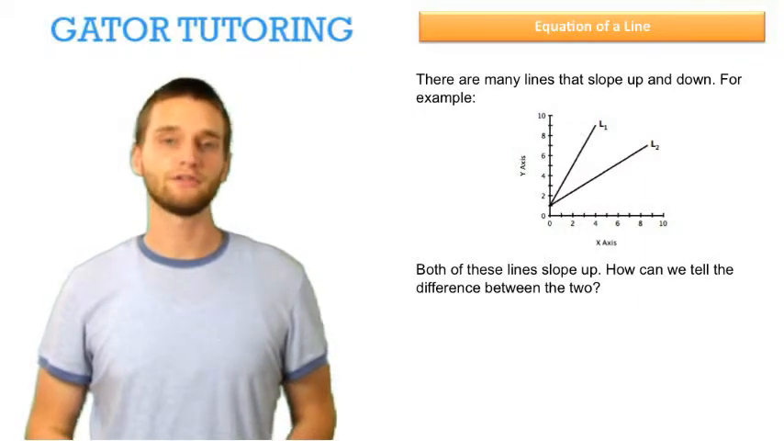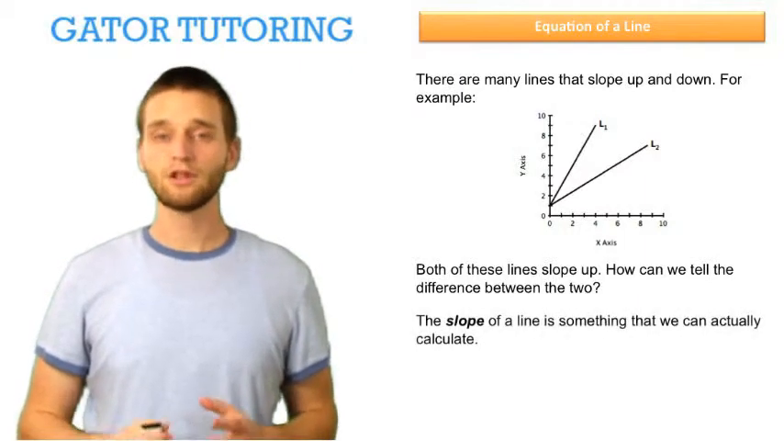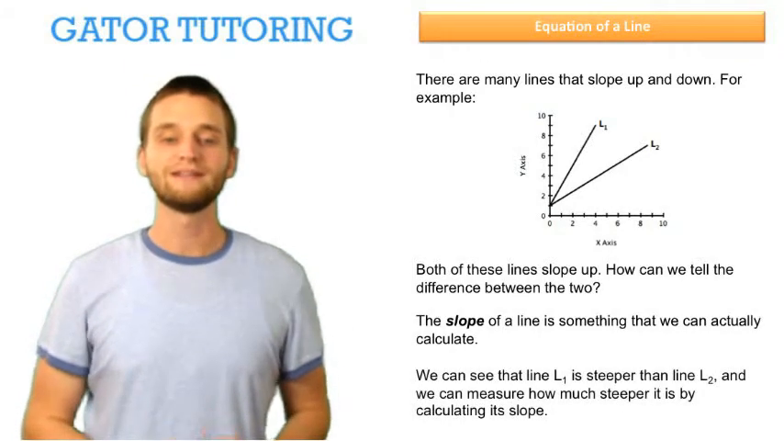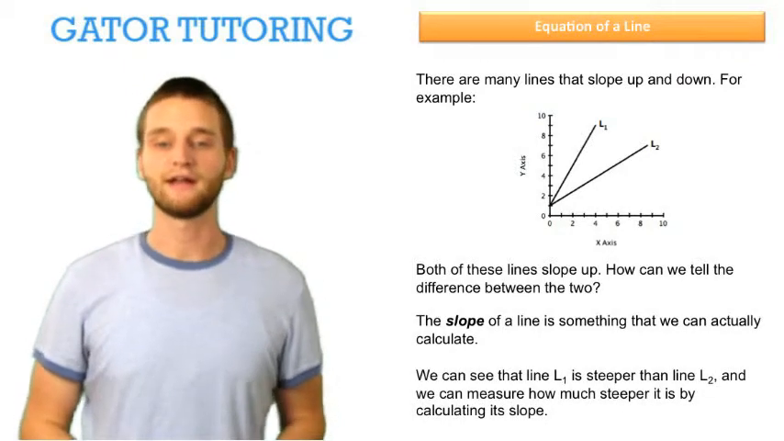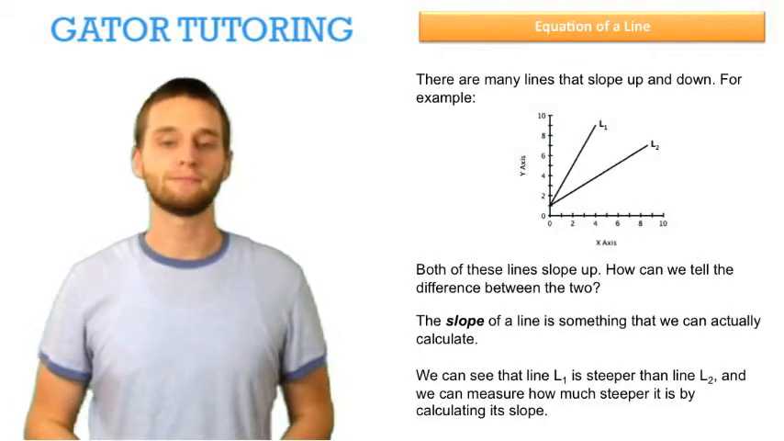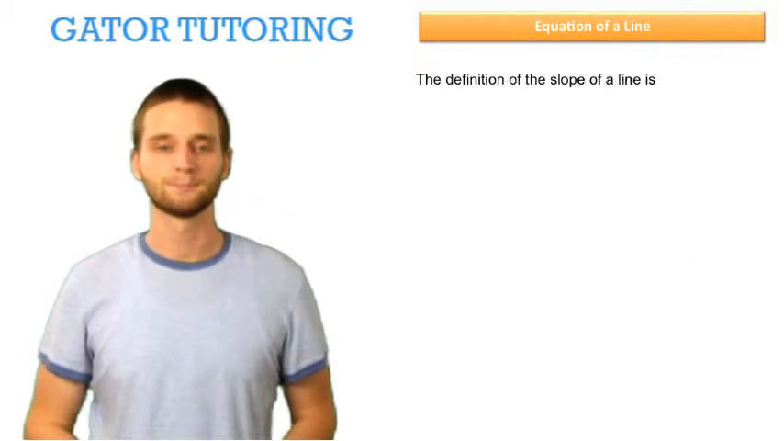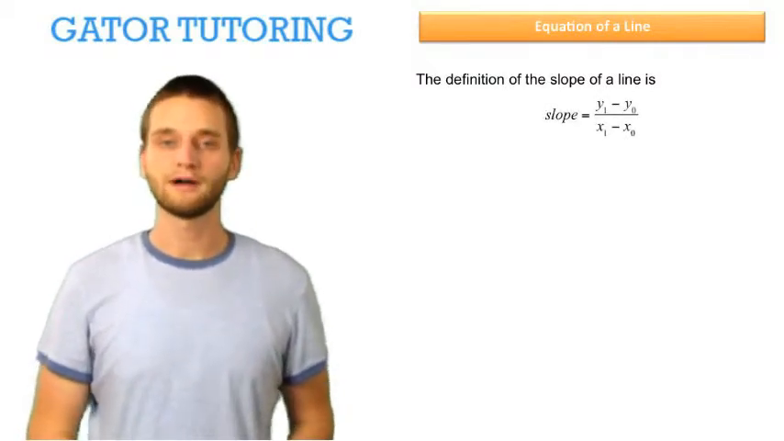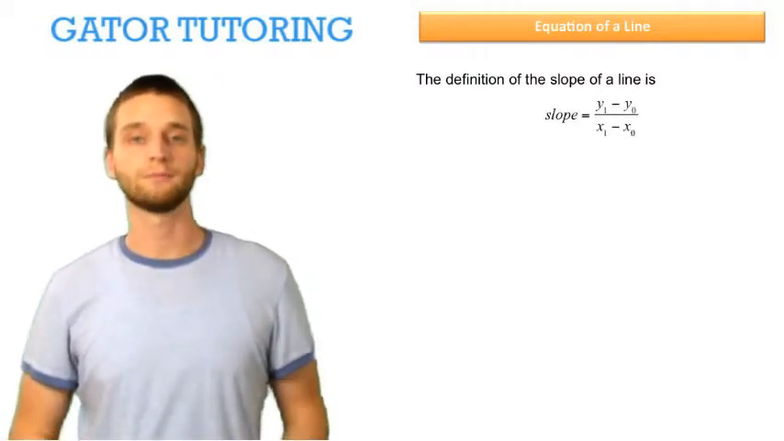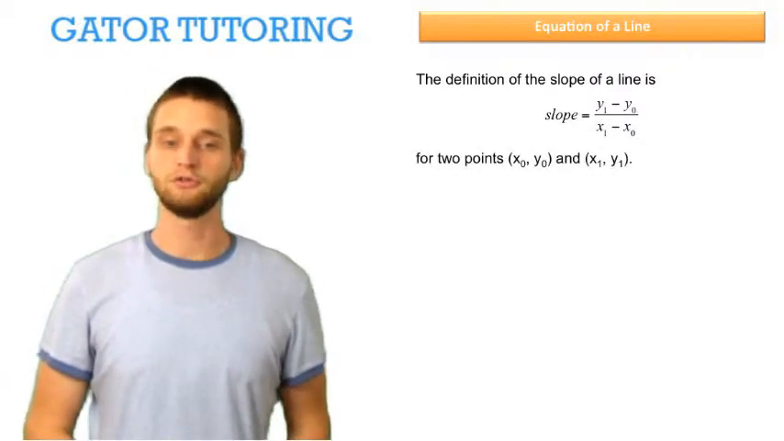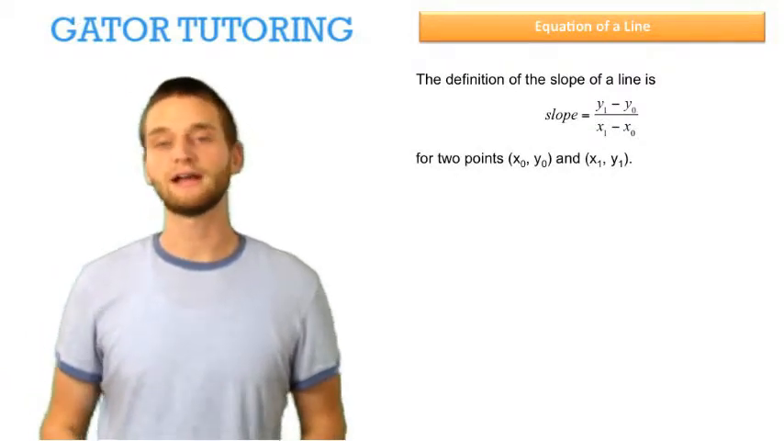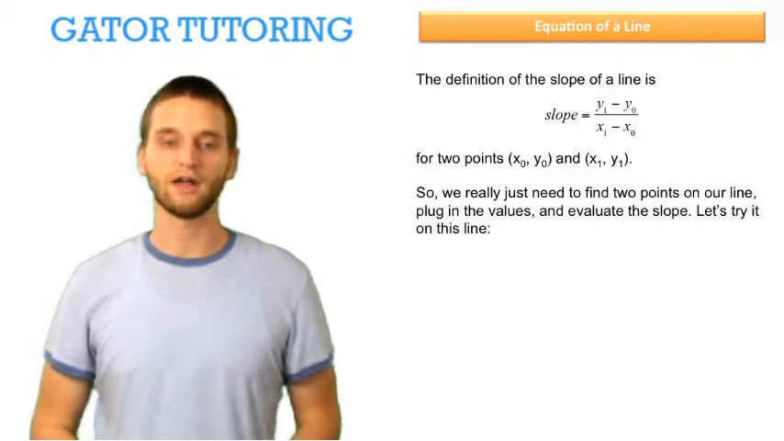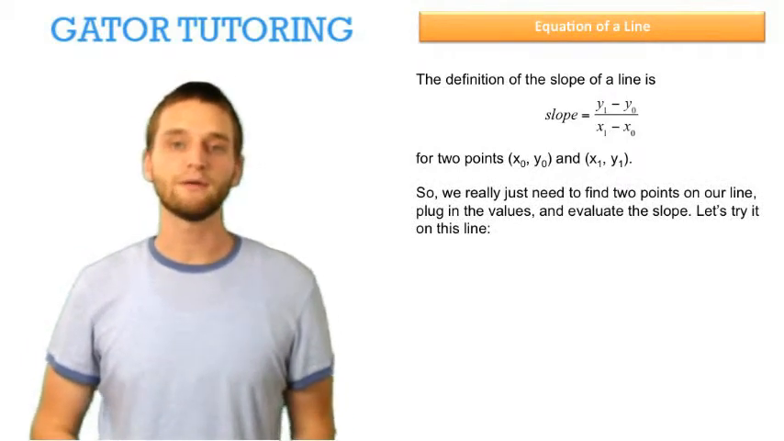How can we tell the difference between the two? The slope of a line is something that we can actually calculate. We can see that line L1 is steeper than line L2, and we can measure how much steeper it is by calculating its slope. The definition of the slope of a line is y1 minus y0 over x1 minus x0 for 2 points x0, y0 and x1, y1. So we really just need to find 2 points on our line, plug in the values, and evaluate the slope.